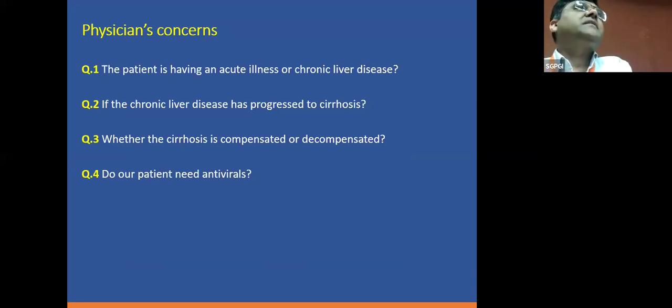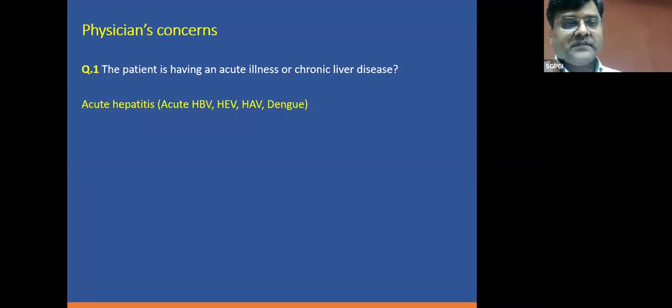Whether the patient is having acute hepatitis or chronic hepatitis. If chronic hepatitis, then it is cirrhosis or no cirrhosis. If cirrhosis, then compensated cirrhosis or decompensated cirrhosis. And these are the physician's questions actually. And then antiviral is to be given or not. That answer we have already given based on the diagnostic criteria of treatment. So we'll answer each of the questions.